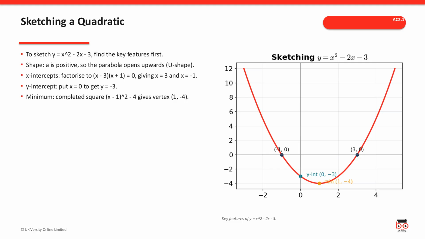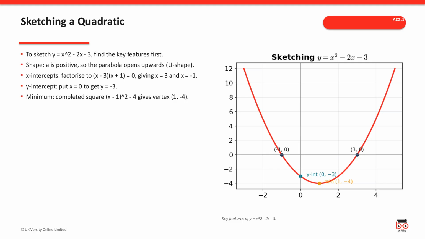Let's sketch y equals x squared minus 2x minus 3 by finding its key features first. Since a is positive, the parabola opens upwards in a U shape. Factorizing x minus 3 times x plus 1 gives x-intercepts at x equals 3 and x equals minus 1, and putting x equal to 0 gives a y-intercept of minus 3.